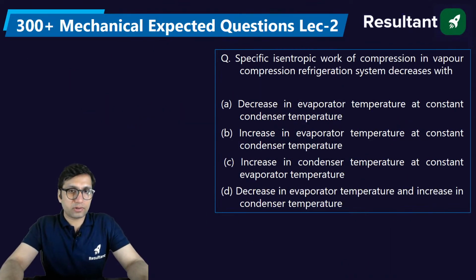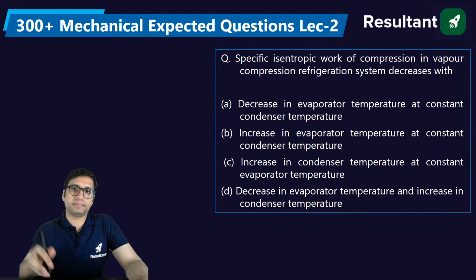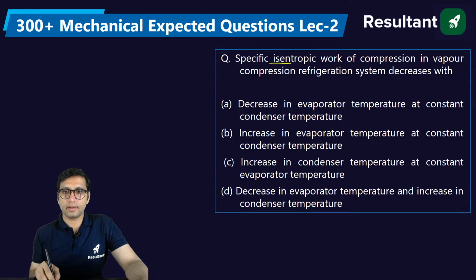Specific isentropic work of compression in vapor compression system decreases with. In vapor compression system, which of the following factors will decrease the work of compression?